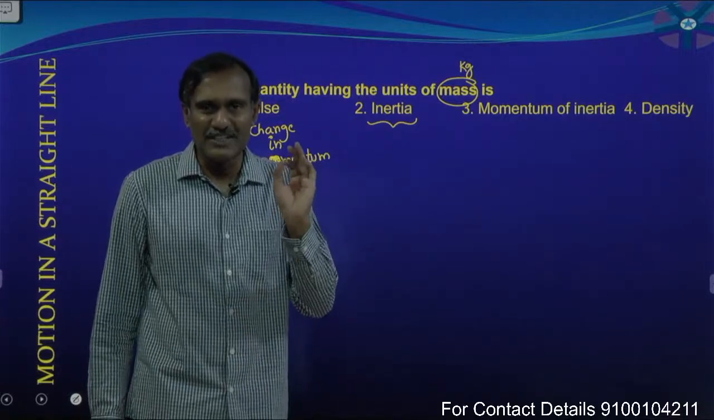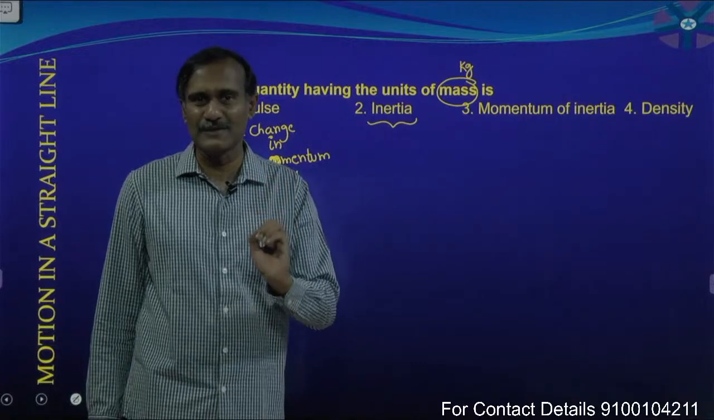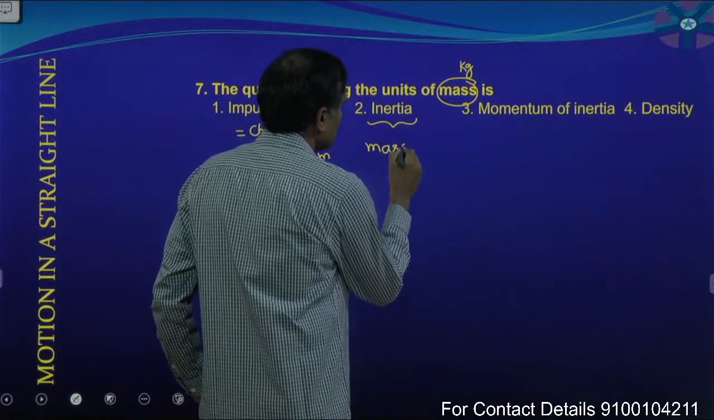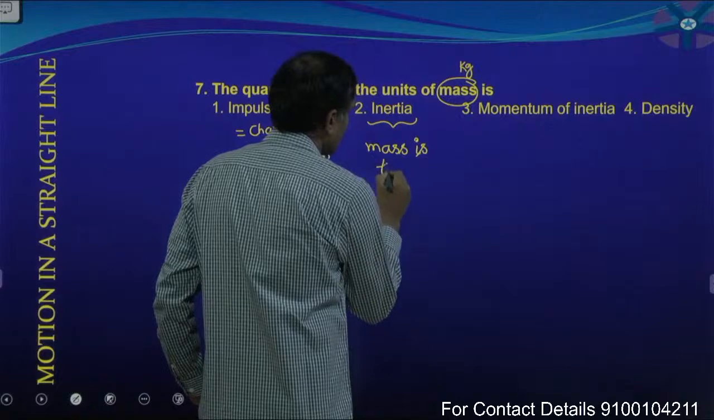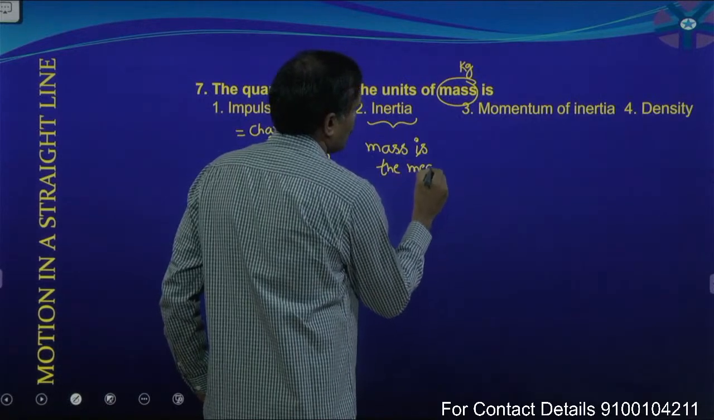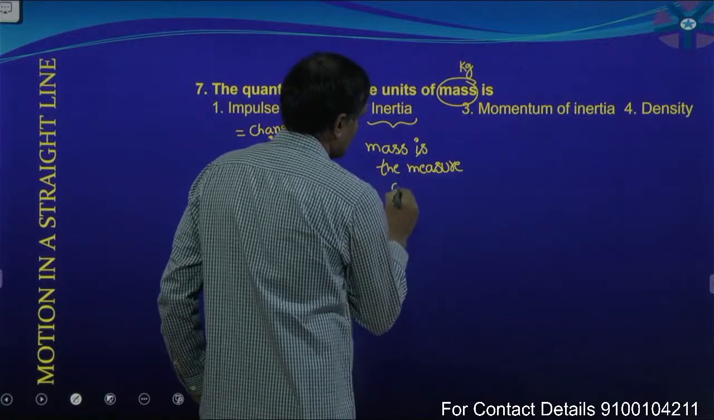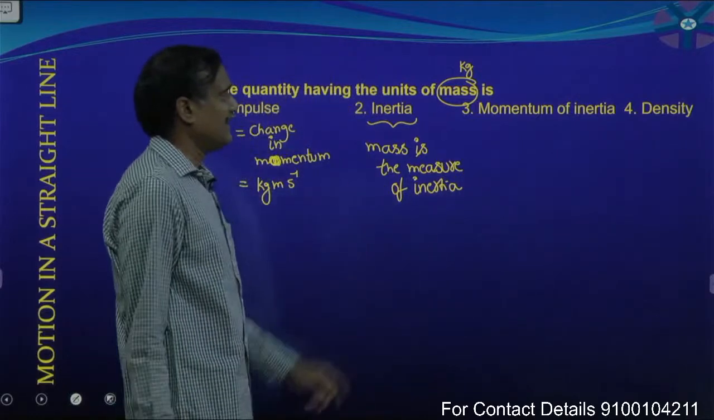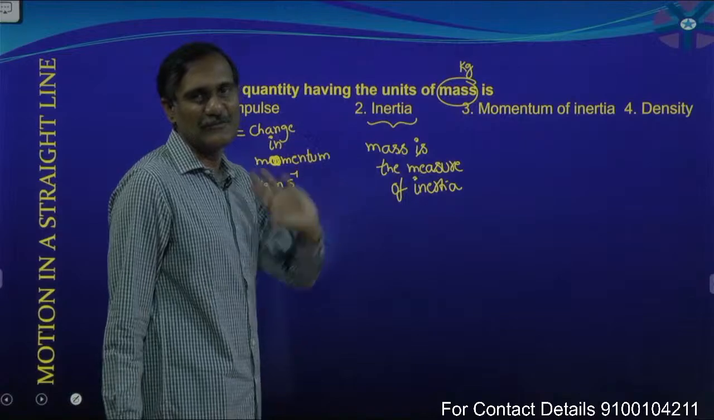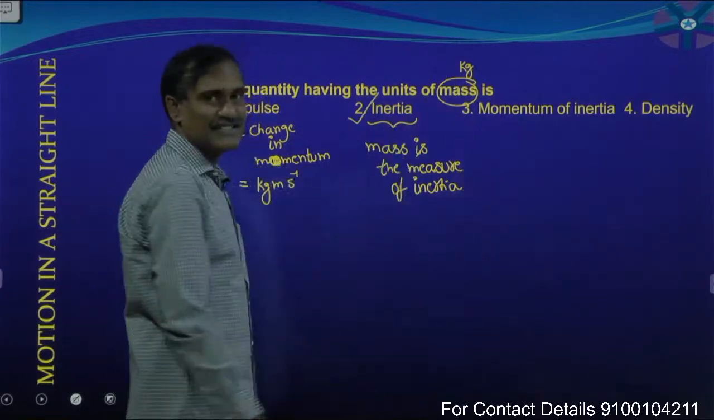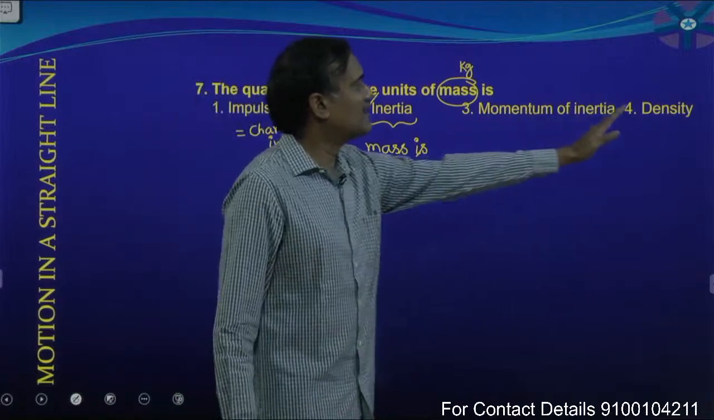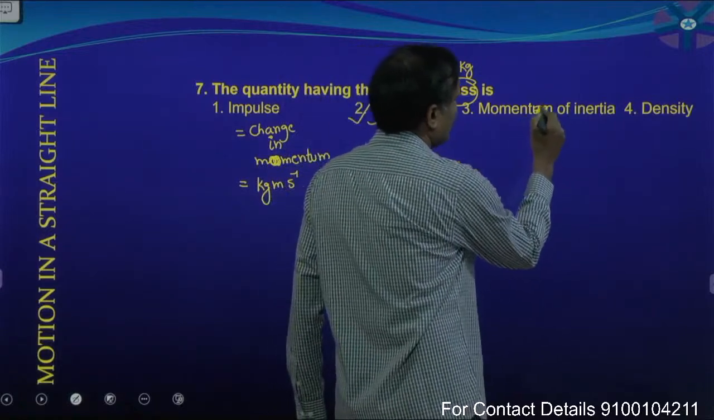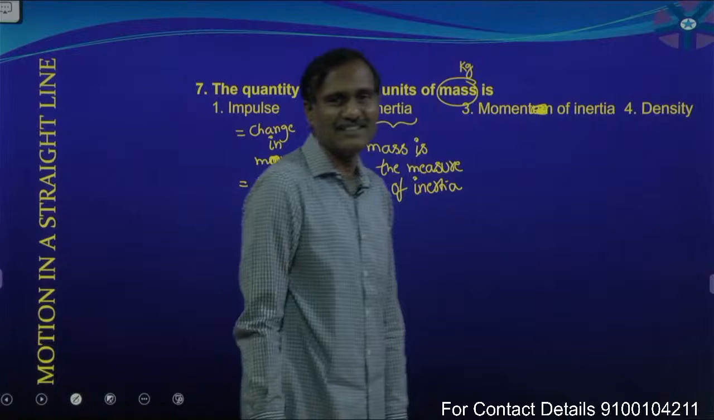To measure the inertia, which physical quantity do we have to use? Mass. That is, mass is the measure of inertia. Already we know that mass is the measure of inertia. So, inertia has the same unit as that of mass. That's why the correct option is the second one, not moment of inertia and not density. I think you don't know about moment of inertia.